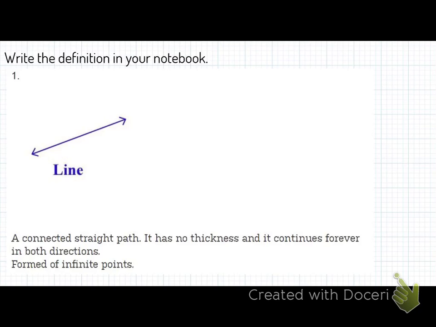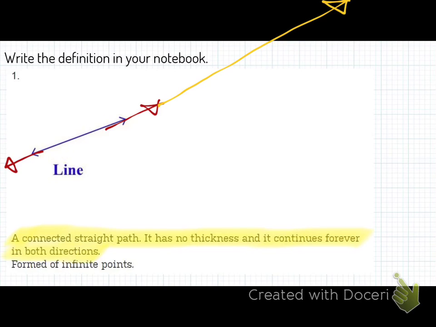A line. So you don't need to write these down, but you do need to understand the concept. So a line is a connected straight path. It has no thickness and it continues forever in both directions. It forms an infinite amount of points. So the first part of it is that this line goes on forever. So if you think about this board or this picture here, this line does not just stop right here. It goes on forever in this direction in a straight line. And it goes off the page, so this line technically keeps going off my screen, right, if I could have it go off the screen.